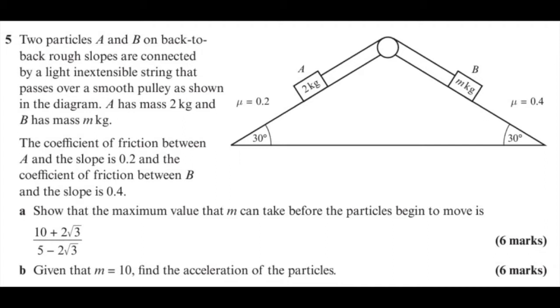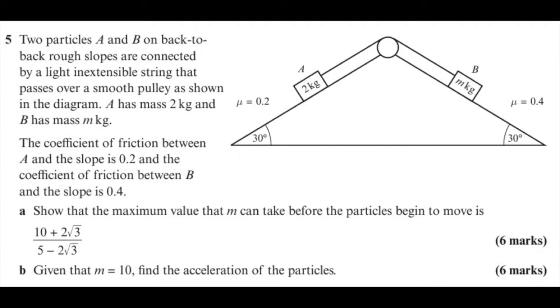So it says two particles A and B on back-to-back rough slopes are connected by a light inextensible string that passes over a smooth pulley as shown in the diagram. A has mass 2 kilograms and B has mass m kilograms. The coefficient of friction between A and the slope is 0.2 and the coefficient of friction between B and the slope is 0.4. Part A, show that the maximum value that m can take before the particles begin to move is (10 + 2√3)/(5 - 2√3). And part B, given that m equals 10, find the acceleration of the particles.